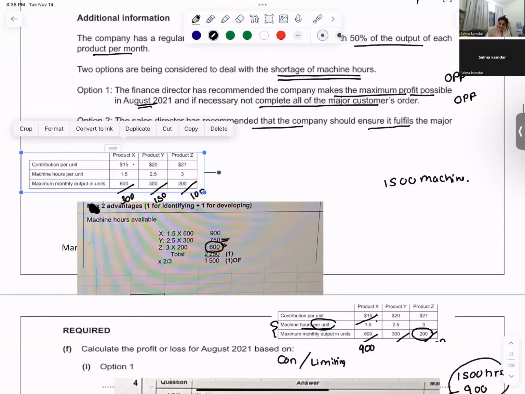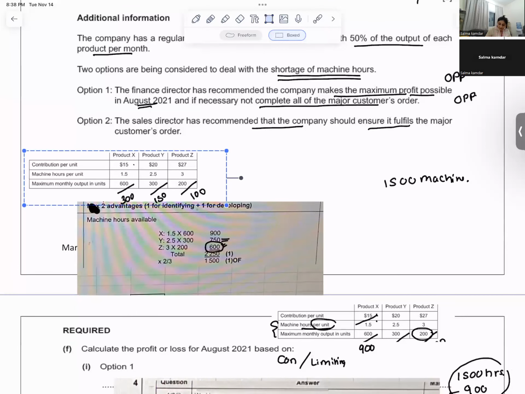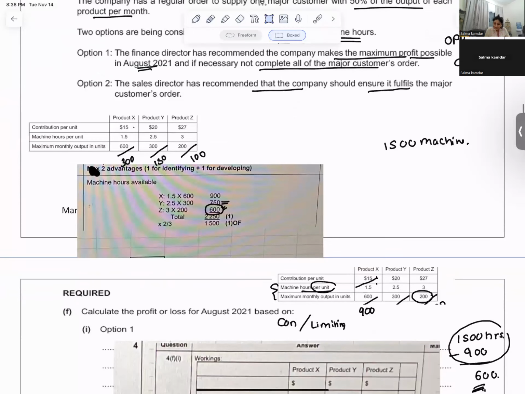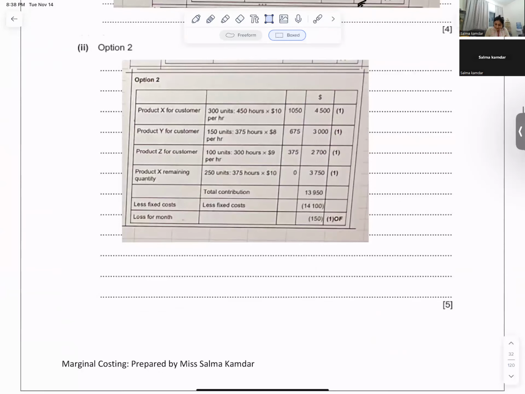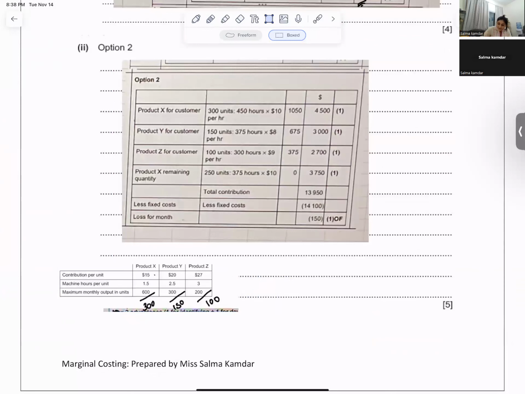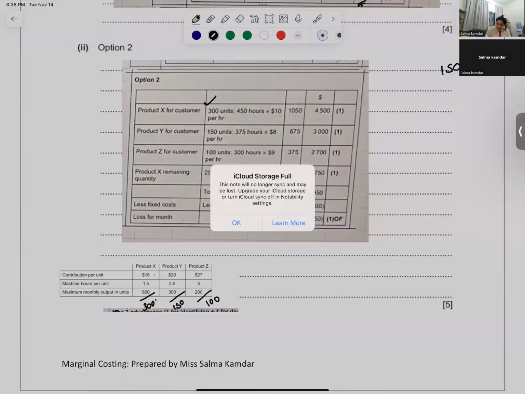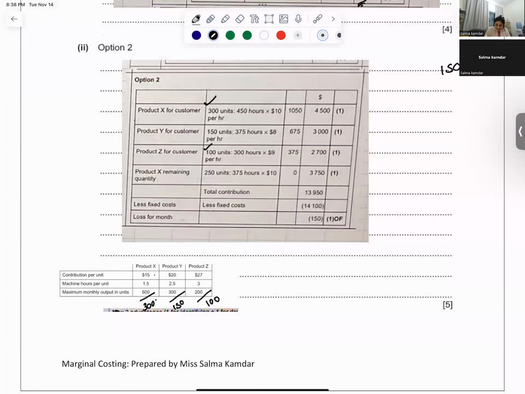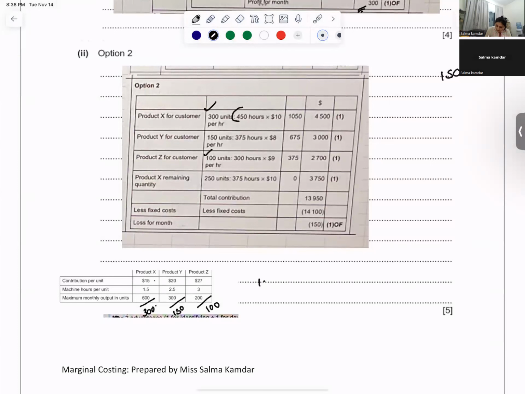Now my next thing is option 2. Option 2 tells that you should fulfill your customer's order. That means first what you should do is you should produce, you have how many hours? 1,500 hours. So you should produce 300 units of X, 150 units of Y, and 100 units of Z. 300 units of X is going to take how many hours? 1 unit is going to take 1.5 hours, so 300 units will take 450 hours. So 450 hours will go away for X.